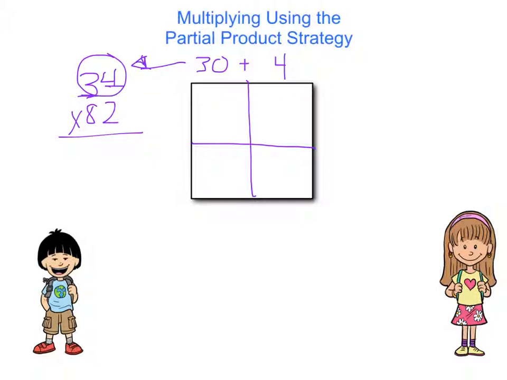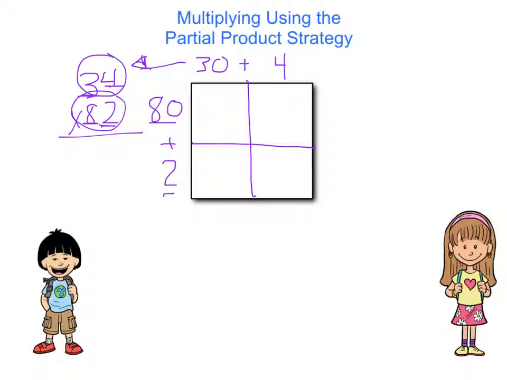All right, from there, we're going to take the 82, and we're going to do the same thing. We're going to break it up into tens and ones as well. So we look at this 8. That's not really an 8, but really it's 8 groups of 10, which equals 80. So we're going to put the 80 right here. We're going to put a plus sign, and then we have a 2. We're going to put 2 here. So 80 plus 2, 82.